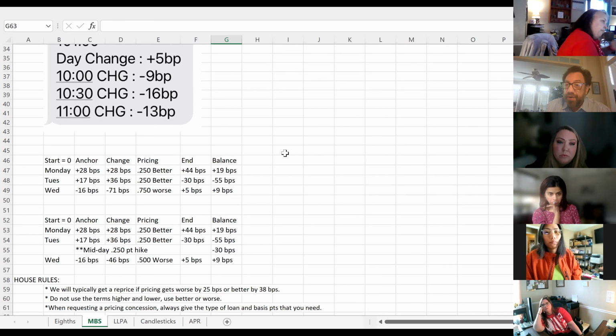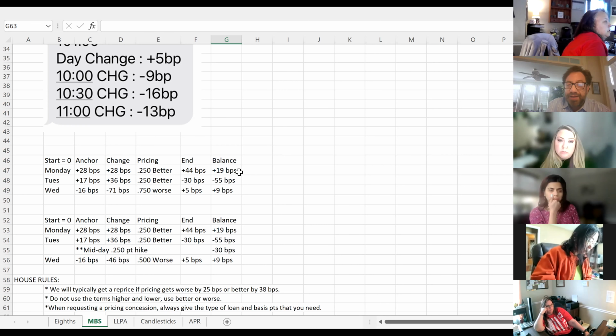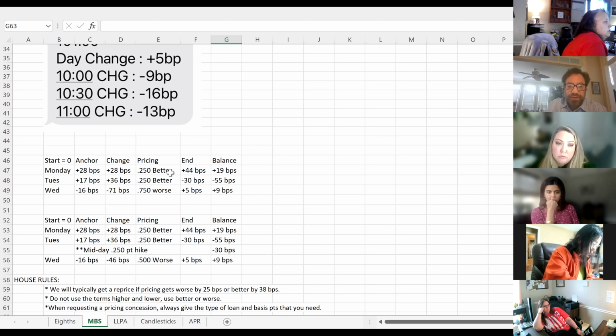So typically the pricing will be a quarter point better. They're going to round, and they're going to round down. So they're going to take that 28, make it 25, and make your pricing a quarter better. We ended that day up 44, so we kept improving. So we improved 19 basis points from what they gave us. So you're probably looking at that and saying, well, no, Stephen, the math doesn't work because it should be 16 basis points.